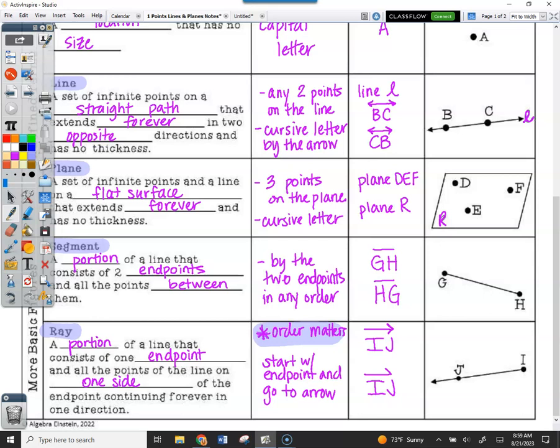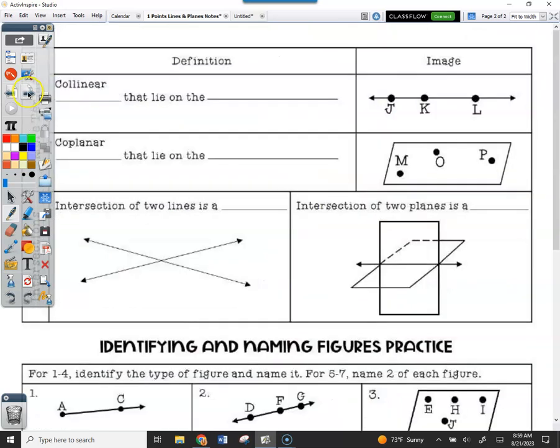Now go to the back, we have two more vocab words. Then we're going to look at two examples, and then we have practice problems. Please highlight collinear and coplanar.